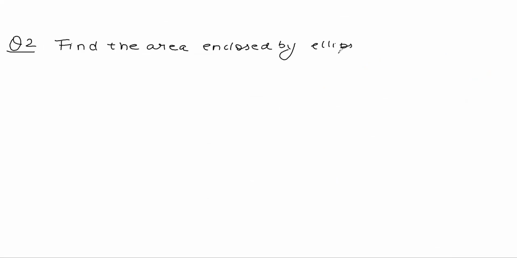Okay, now let's look at the second question. So this is question 2. Find the area enclosed by the ellipse x square by a square plus y square by b square equal to 1.